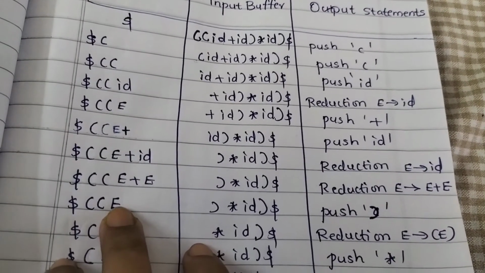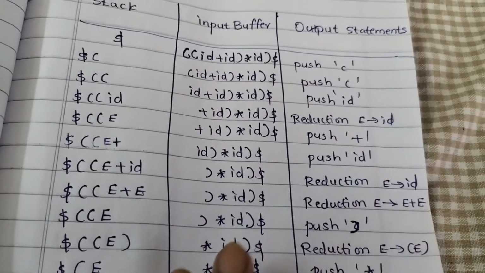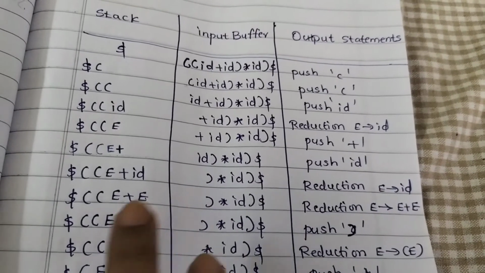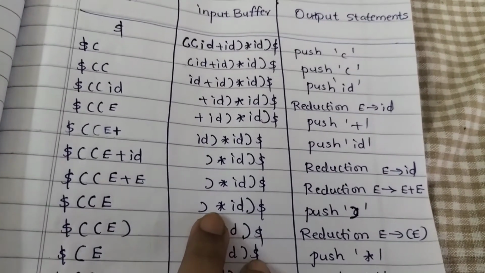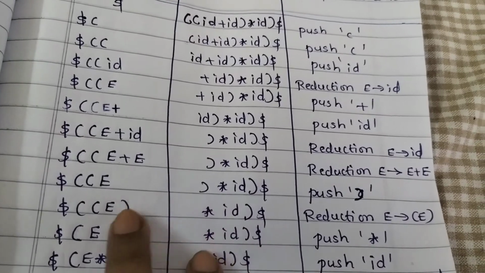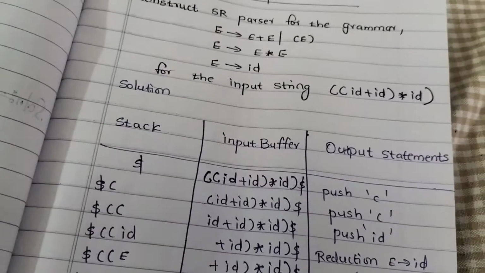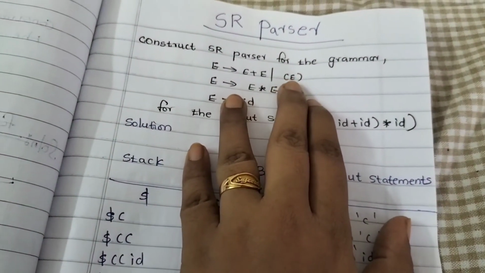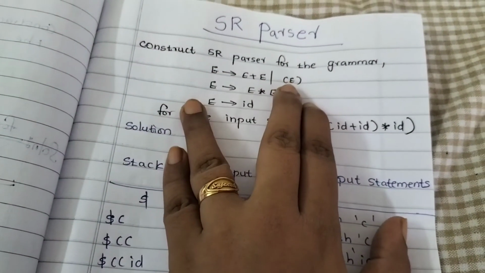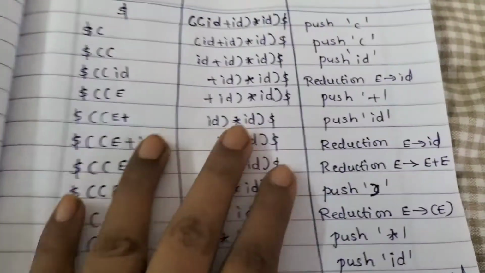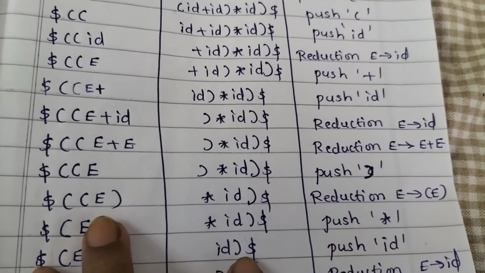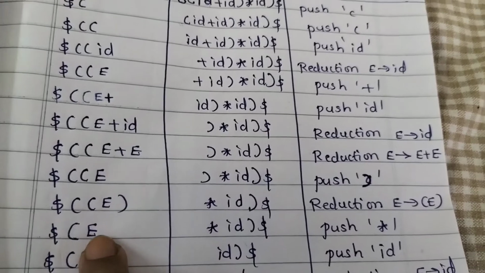There is no other possible reduction, so we simply push the leftover symbols from the buffer to the stack. Next we are pushing the closing bracket. Here we have opening bracket E closing bracket. At this time also a reduction is possible: E tends to opening bracket E closing bracket. So we give the reduction here and change these to E.